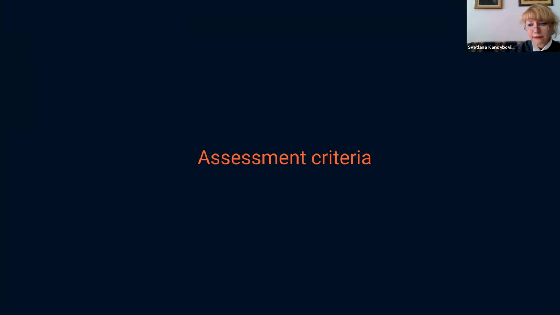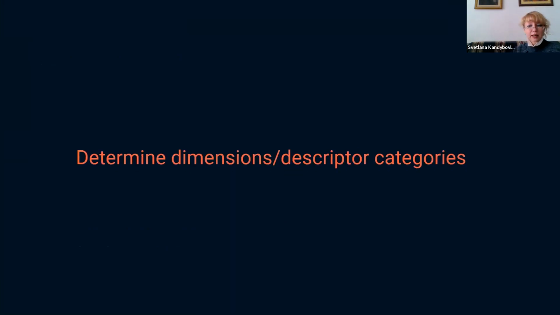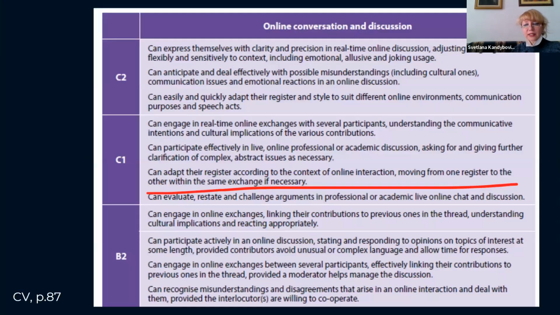And this we'll dive into deeper. When designing assessment, it's essential that the teacher crafts a rubric that clearly outlines the criteria or dimensions or descriptor categories, using different terminology. For the sake of our session, we'll keep working with the same can-do statement for the online conversation and discussion scale for C1 level. So basically, I'll be using the same can-do statement that we used last time, just to show how you can consistently integrate that into your teaching and assessment and planning processes.